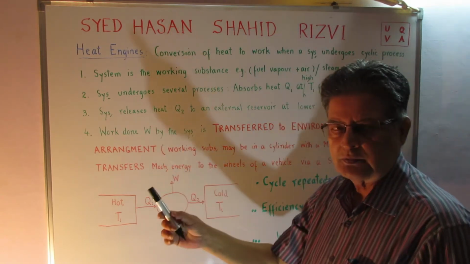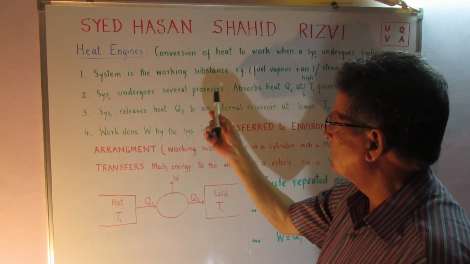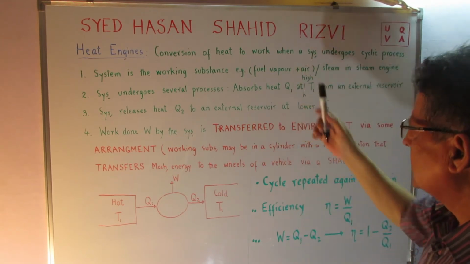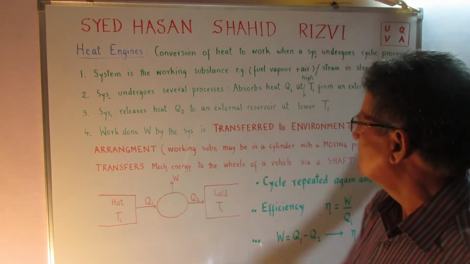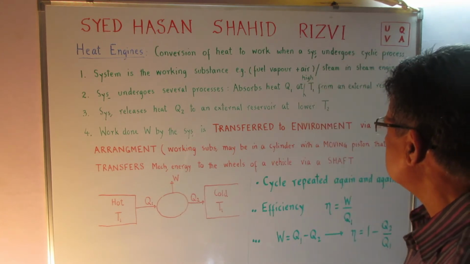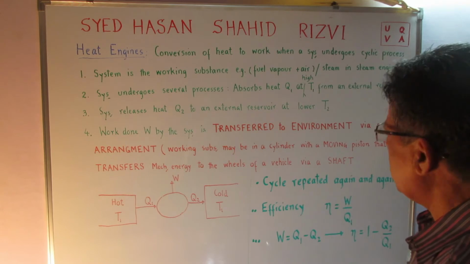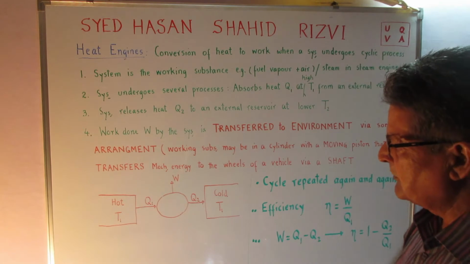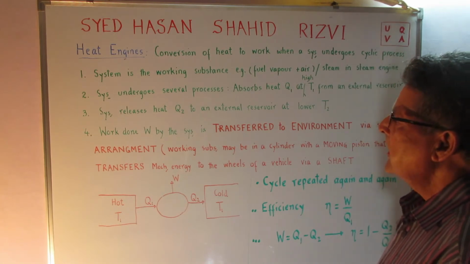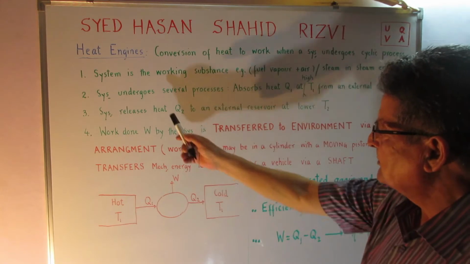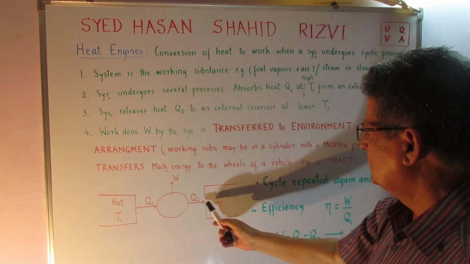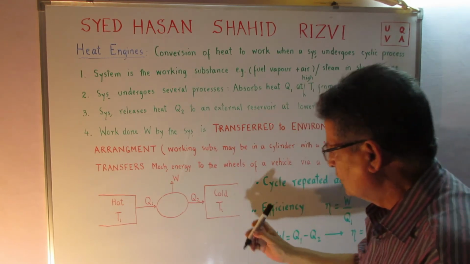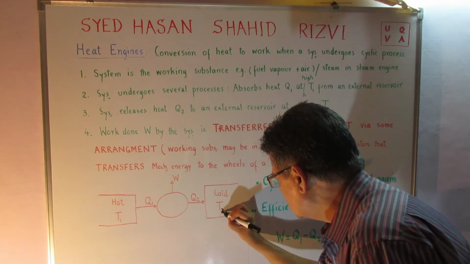The system, in the process of the work being done, undergoes several processes. It absorbs heat Q1 at high temperature T1 from an external reservoir. This is the hot reservoir from which the heat is extracted, and then the system releases heat Q2 to an external reservoir at a lower temperature T2.